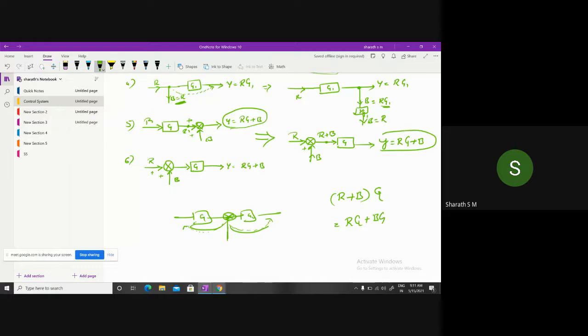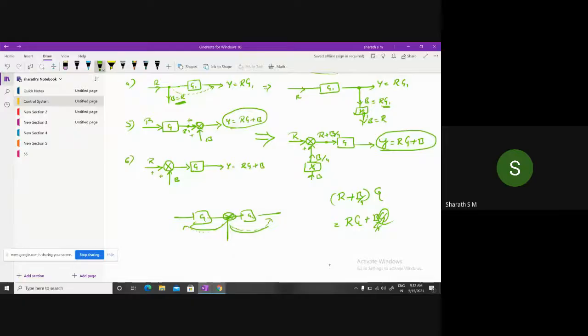So we need to maintain the same output as y is equal to rg plus b. But here we have the output rg plus bg. So this g we need to cancel. To cancel that particular g, here we need to add one more block as 1 over g. So now it is b divided by g, so that r plus b divided by g. So g and g get cancelled, so that we can get rg plus b. So if we shift the summation point from right to left, then we need to perform the division operation of that particular variable. So this is how we can perform the division operation.